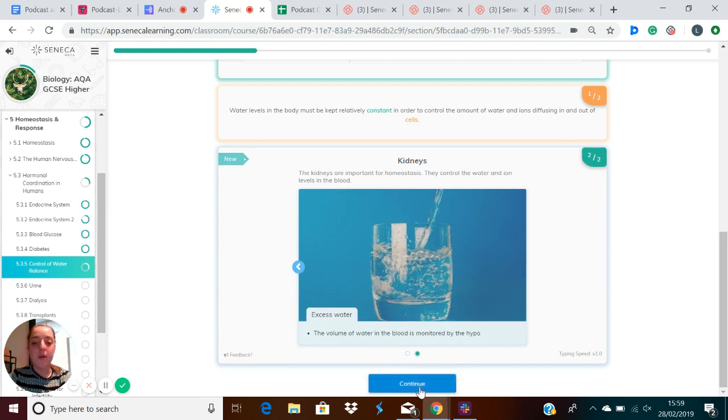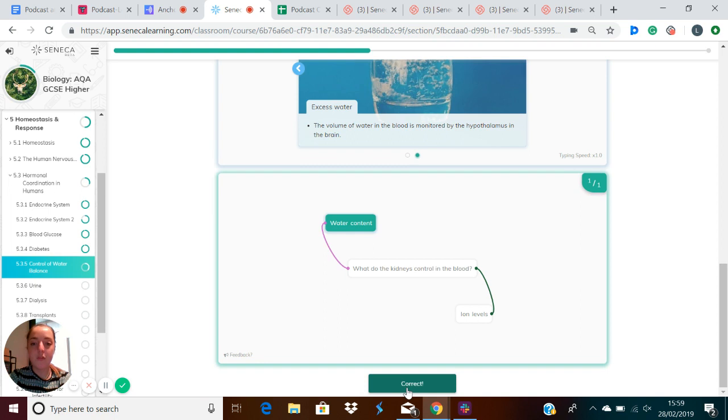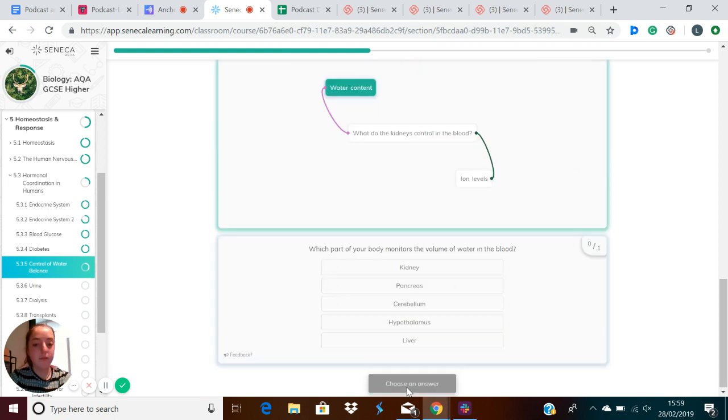Excess water. The volume of water in the blood is monitored by the hypothalamus in the brain. So what do the kidneys control? They control ion levels and they also control water content of the blood. And which part of our body monitors the volume of water in the blood? That would be the hypothalamus.